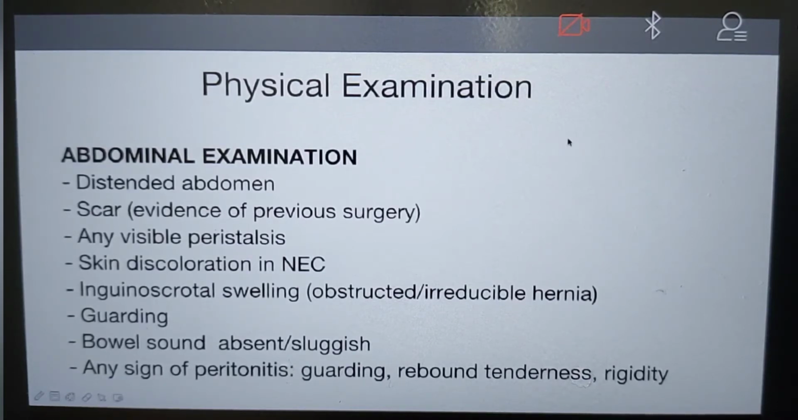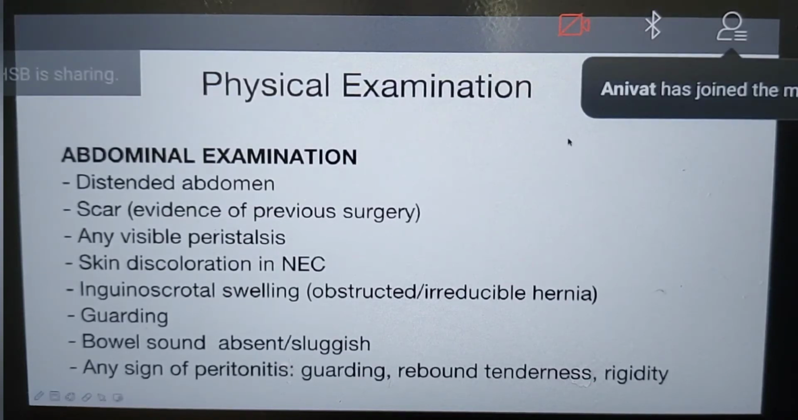Usually in NEC, the discoloration is redness, very red, and there is pain. We also look for inguinoscrotal swelling for hernia, and any guarding, symptoms of peritonitis, and bowel sounds, whether absent or sluggish. Signs of peritonitis are guarding, rebound tenderness, and rigidity.